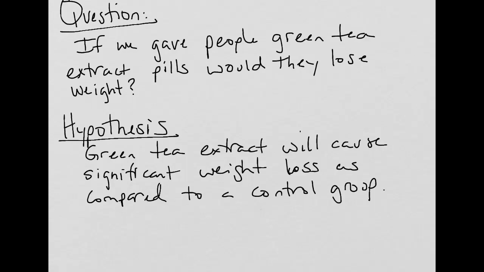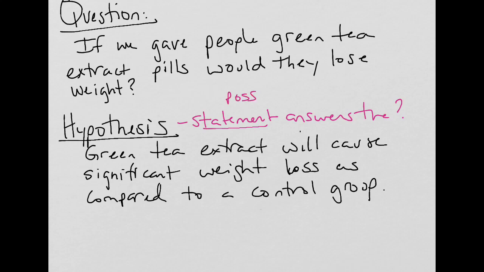Okay, so our hypothesis is a statement. Remember, it is a statement that answers the question. Okay, answers the question. And it's not necessarily true. It is a supposed answer. So it's a possible, plausible. It's possible. It's plausible. And most importantly, it is testable.